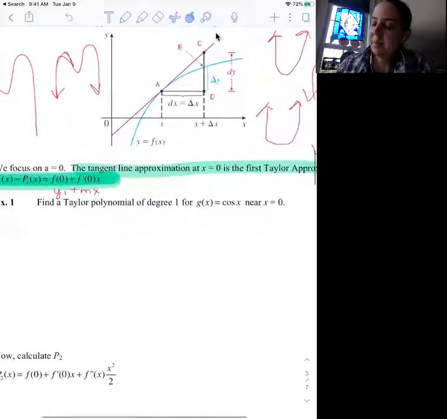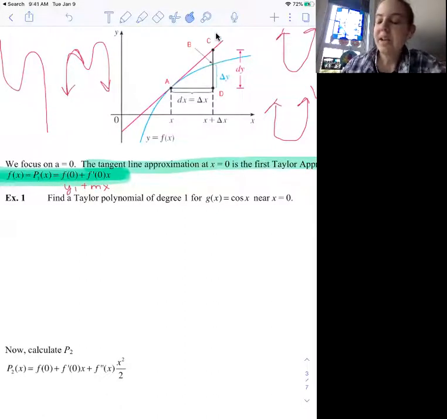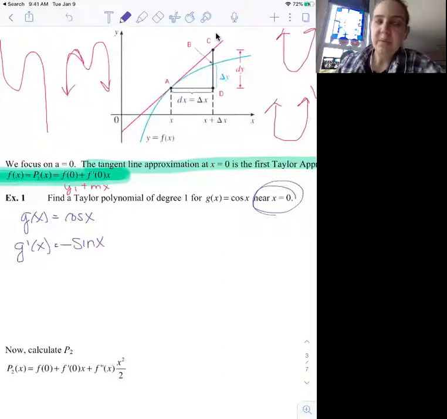So here we go. Example 1. Find a Taylor polynomial of degree 1 for g of x equals cosine of x near x equals 0. You want to be organized with your work with these. So we're going to start with our original function, g of x is equal to cosine of x. The other thing that we need is the derivative. So g prime of x is the derivative of cosine, which is negative sine. And we need to evaluate these near x equals 0. Those are the best ones.